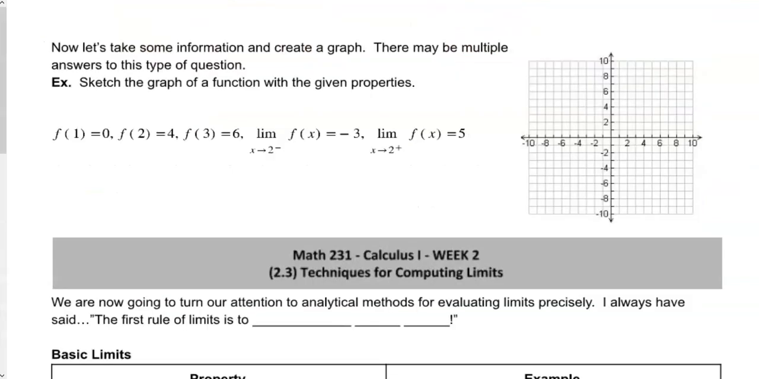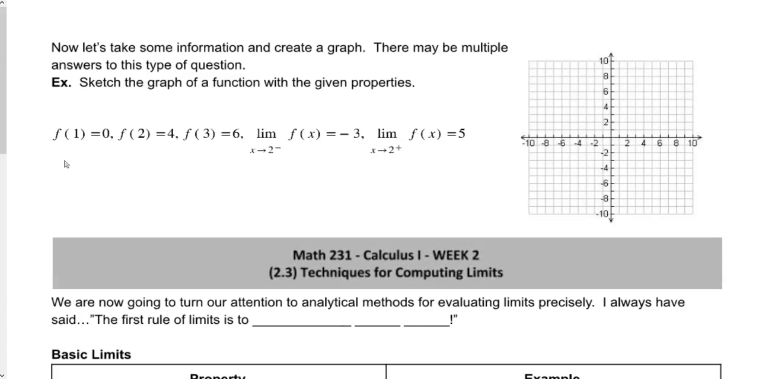Last problem on this section. Then we'll move in to how to compute limits analytically, mathematically, without graphs and tables. That'll be the next section. So we are going to now take some information and create a graph. Now, there could be multiple answers to this type of question, just where you can get a sketch on a graph that symbolizes everything that they've given you.